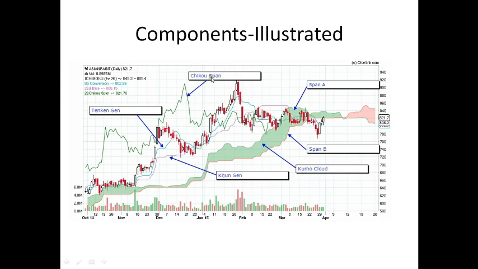The next is the Chikou span. The Chikou span is the 26 period price behind, and it is in the green color here. And the next is the span A. The span A is 26 periods of the price, and this is span B, and the Kumo cloud, which is the area between span A and span B. So Kumo is the important component, in fact the most important component of the Ichimoku system.